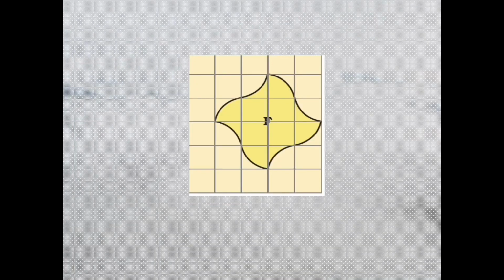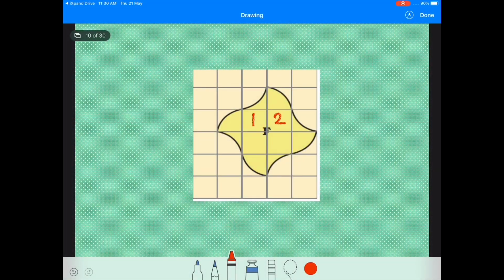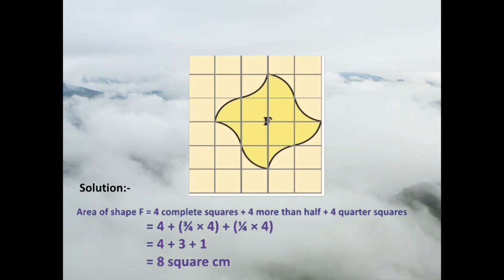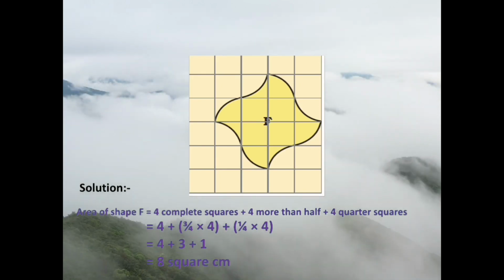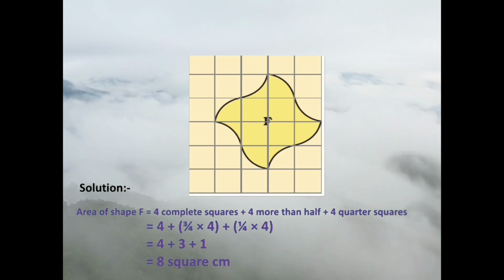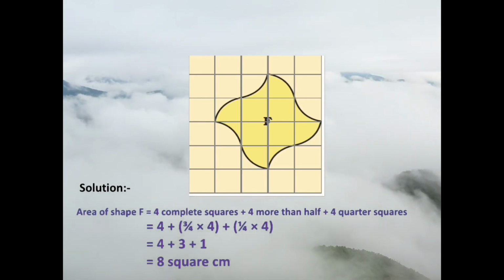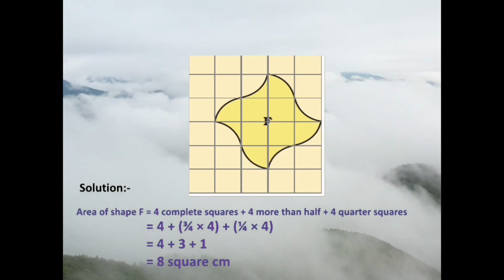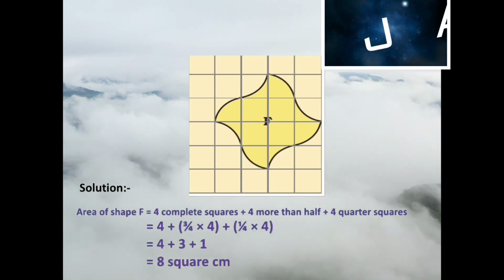Now area of shape F: 4 complete squares, 4 more than half and 4 quarter squares. So 4 plus 3 by 4 into 4 plus 1 by 4 into 4 is equal to 4 plus 3 plus 1, that is 8 square centimeter.